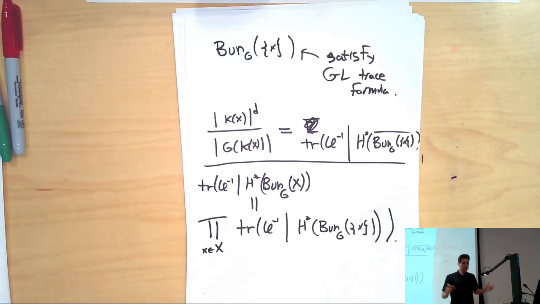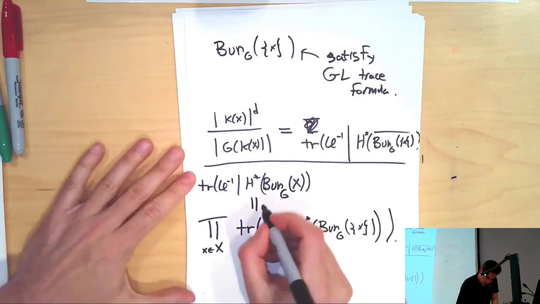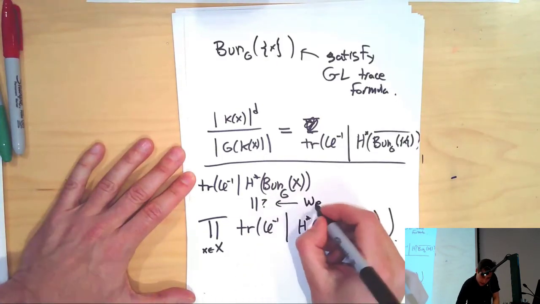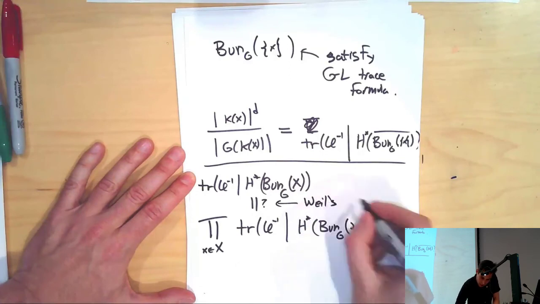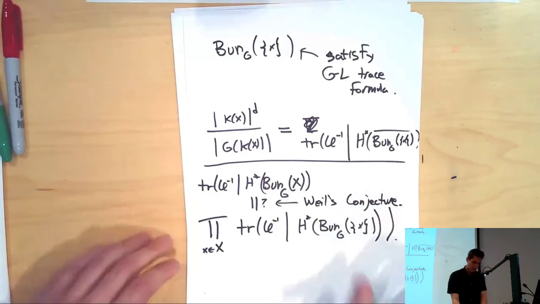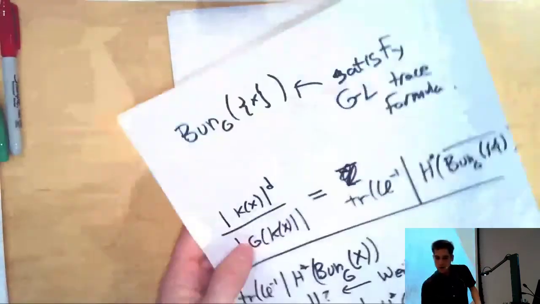Now, why would you expect something like this to be true? So let me put a question mark next to this. Once you know that everything satisfies the Grothendieck-Lefschetz trace formula, this is what Weil's conjecture is saying. Now, why would you expect something like this to be true?